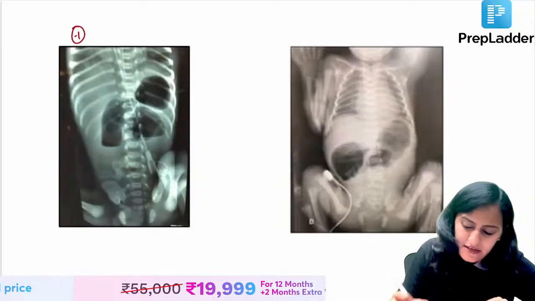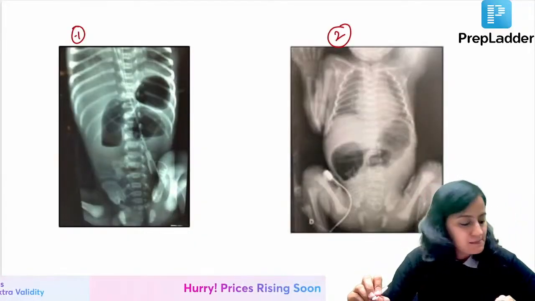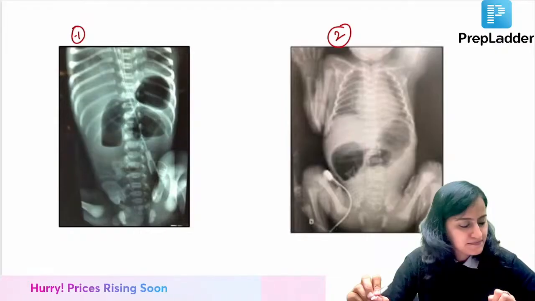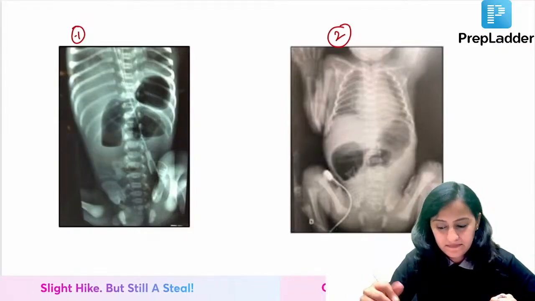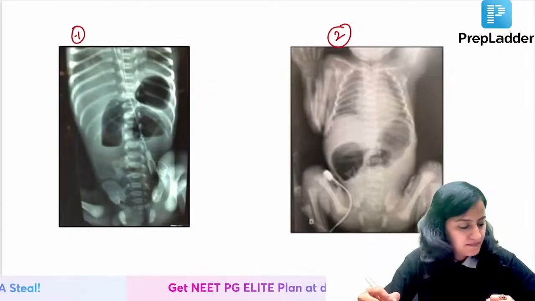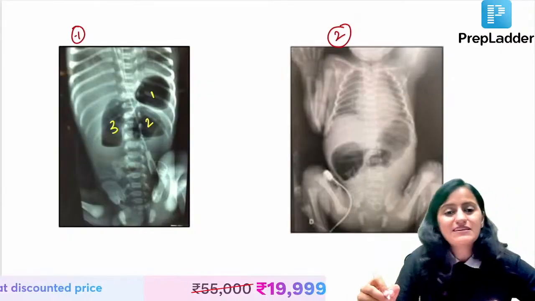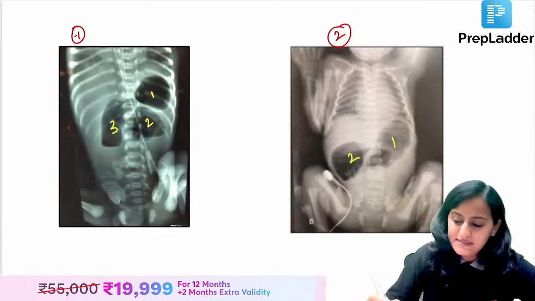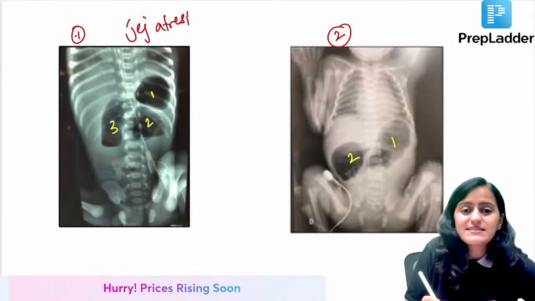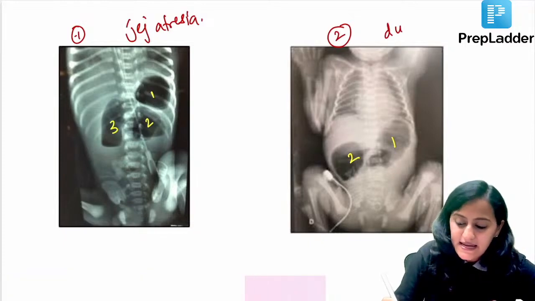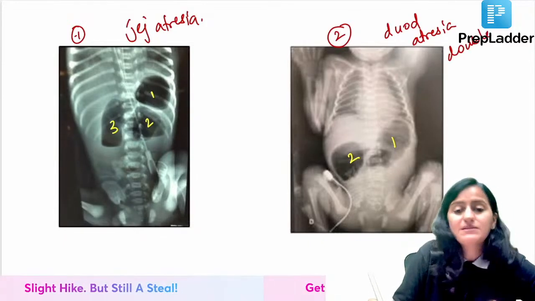Next one. What is the first image showing? What is the second image showing? Yes. Very good. First mein you are seeing triple bubble. There are 3 bubbles which are there. Second mein you are seeing just 2 bubbles. So the first one is jejunal atresia, triple bubble sign. The second one is duodenal atresia, which is showing double bubble sign.